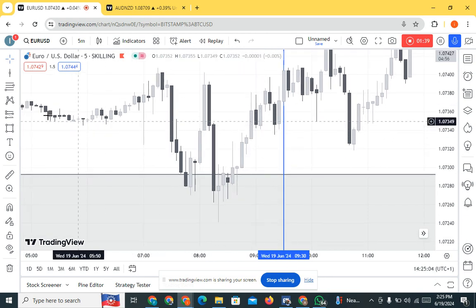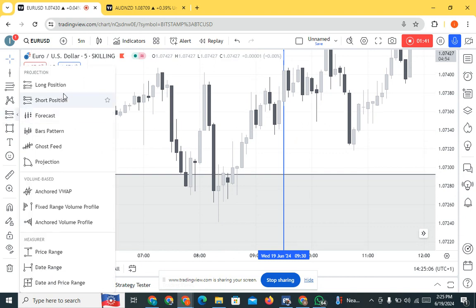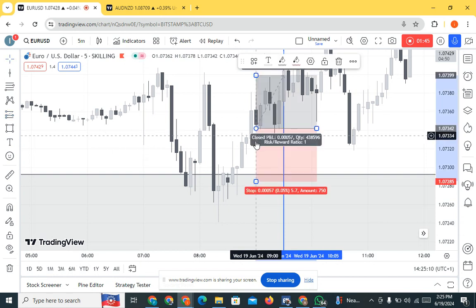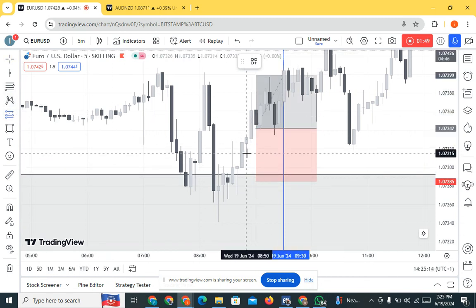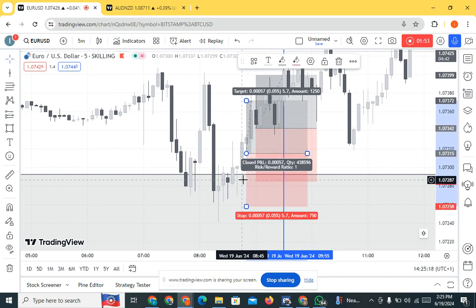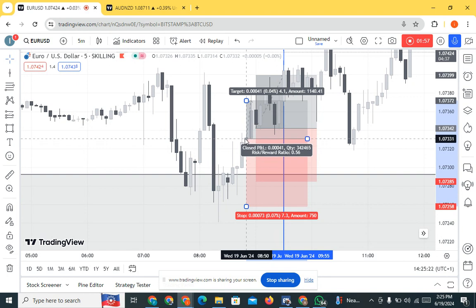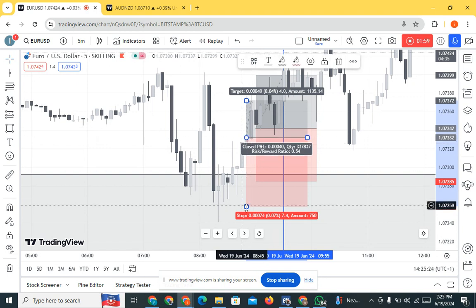So we would have entered our long position either right here, or right here. I normally just enter at the creation of the fair value gap, like right here. I normally just enter like that.